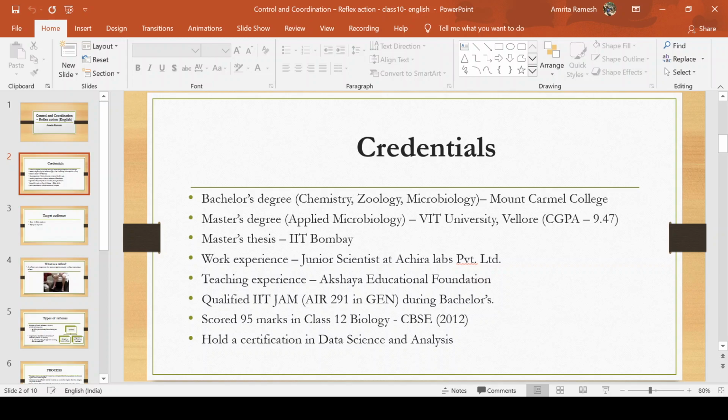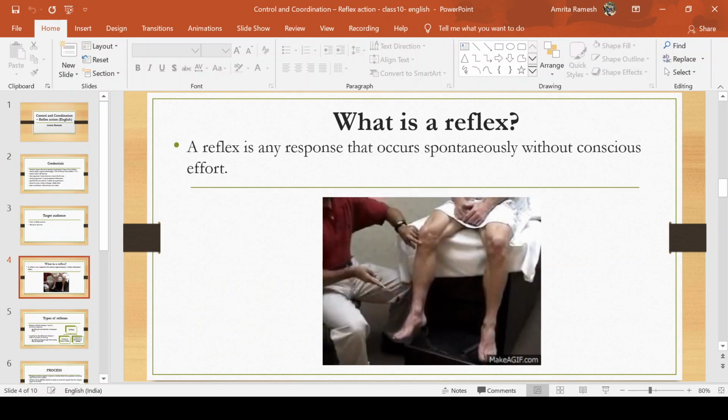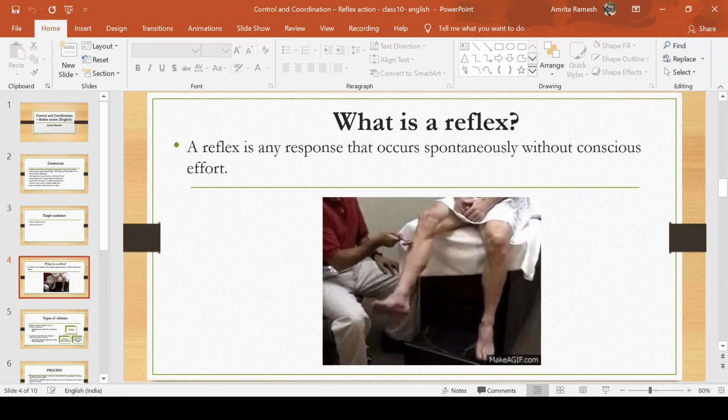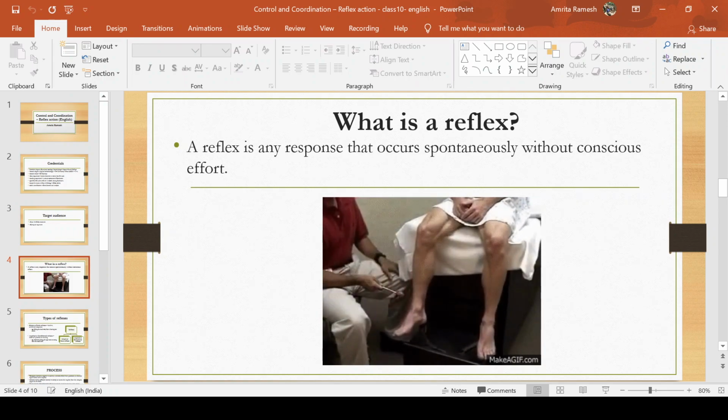So this is a small background. Now let's move to the topic. First we will discuss what is a reflex. What exactly do we mean by the word reflex? What exactly is a reflex?